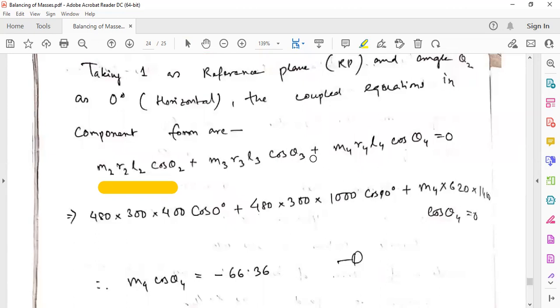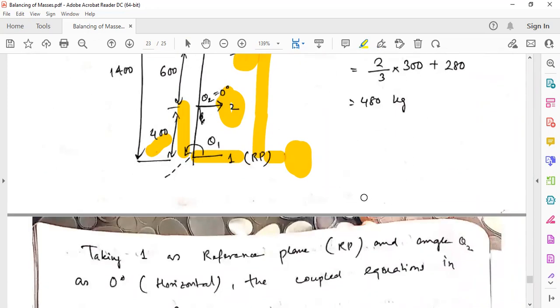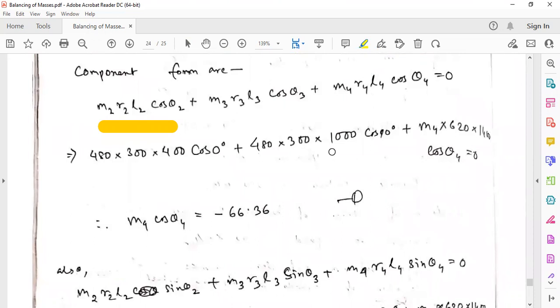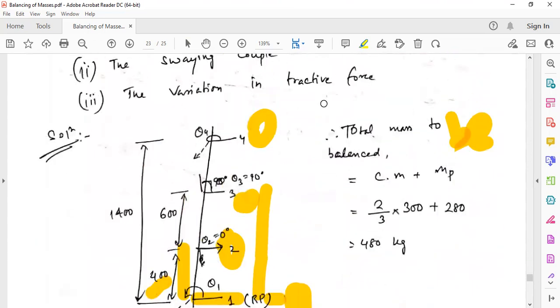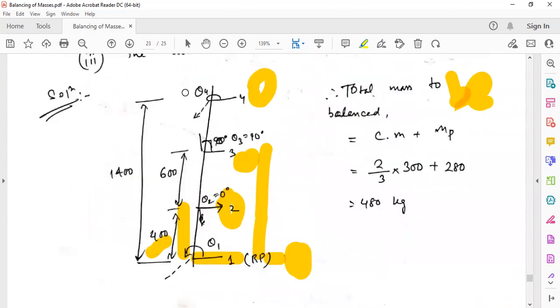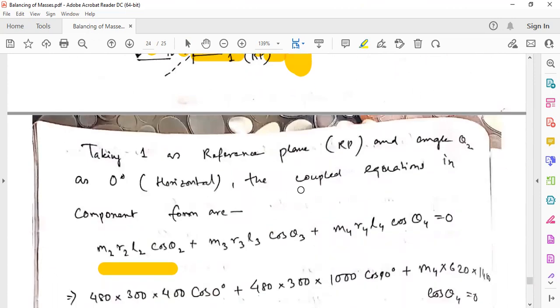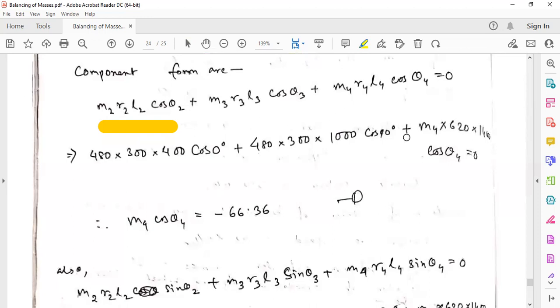So ultimately we know the values here. In this case, we don't know the angle theta 4, so we'll keep it aside. We also don't know the value of m4 here, which we need to balance. Actually, you can say this is the balance mass, and these are the unbalanced masses. Using the horizontal component equation, we have found m4 cos theta 4 is equal to this.